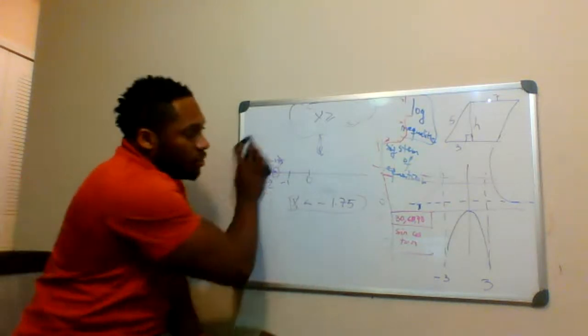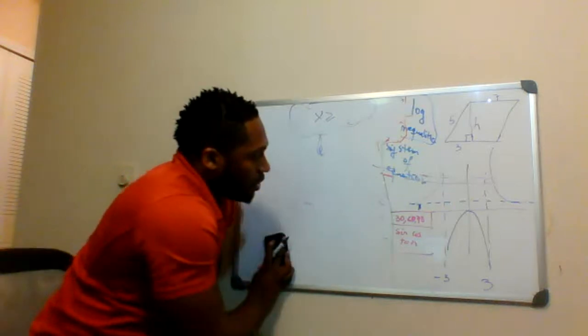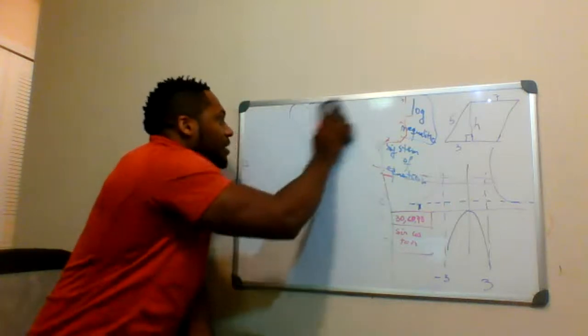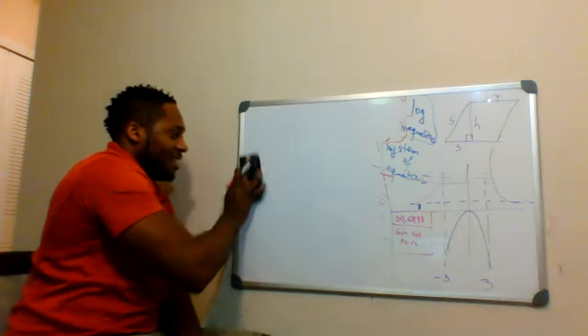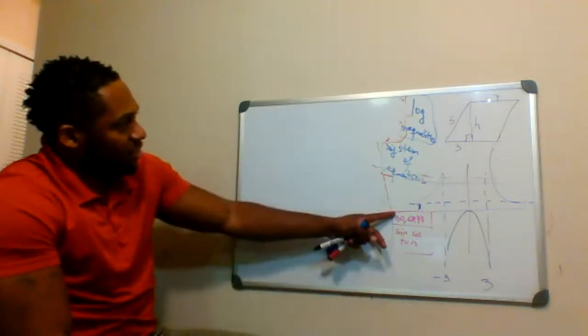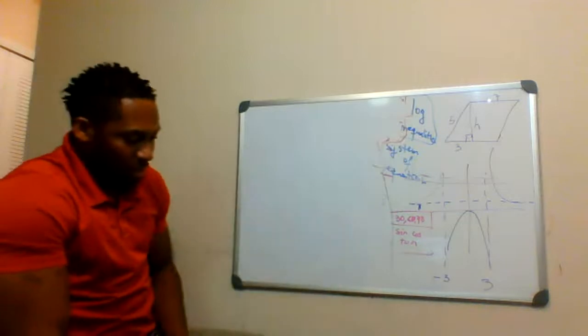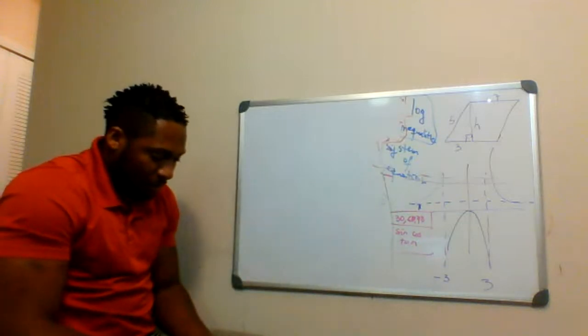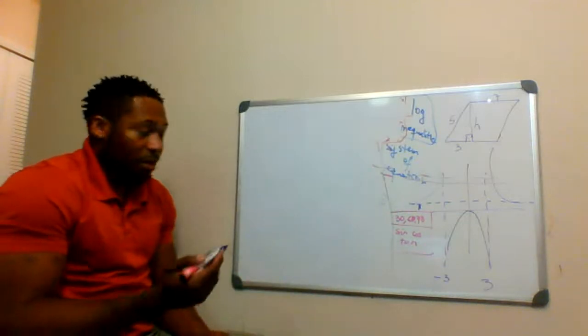All right, cool. We can do logs, trig, system of equations. All right, cool. With the 30, 60, 90 triangle, somebody say talk about log. Okay, so let's talk about the log function.